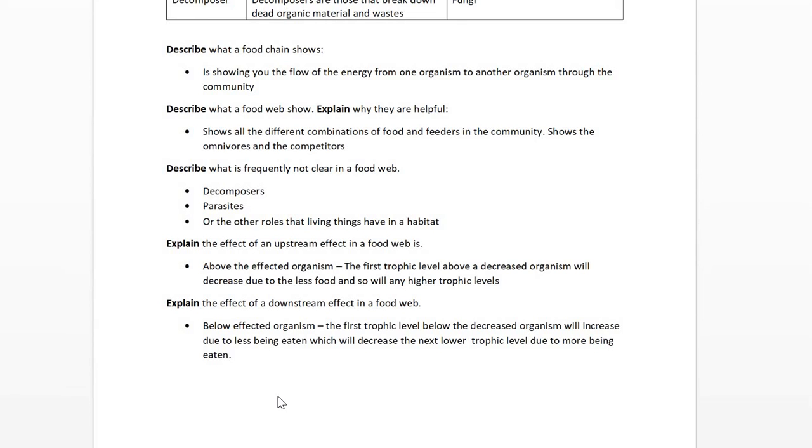An upstream effect is going to be an effect on the organisms above it in the food chain. A downstream effect is going to have an effect on the organisms below it in the food chain. So if you are a predator organism, downstream effects very often affect prey organisms when something happens to you. If you are a prey organism or a producer, the consumers above you are very likely to be affected.